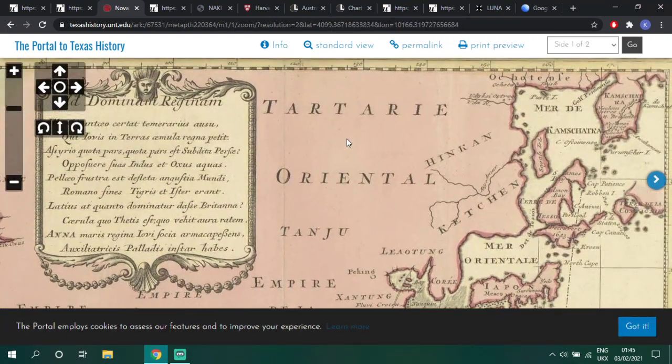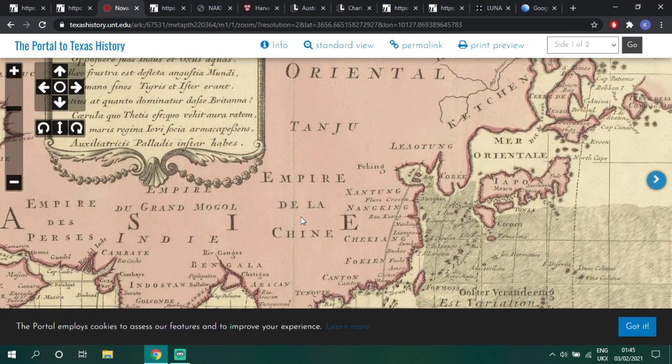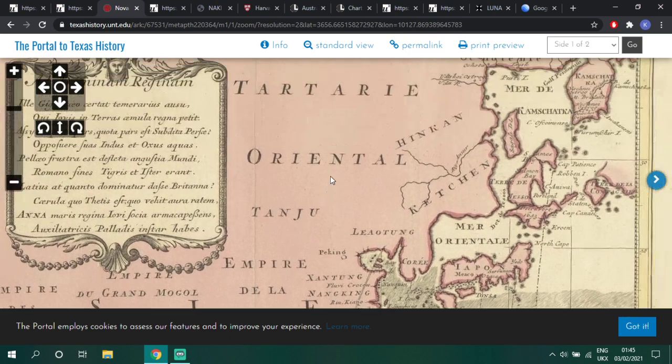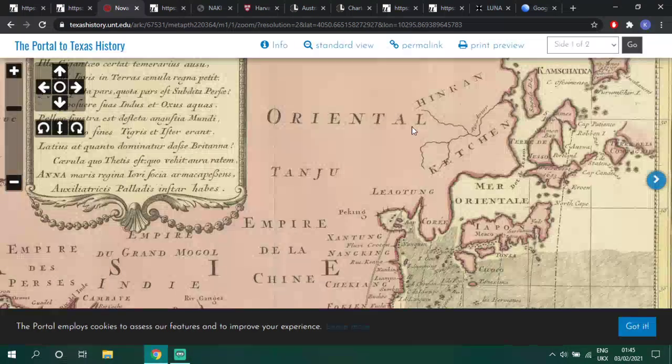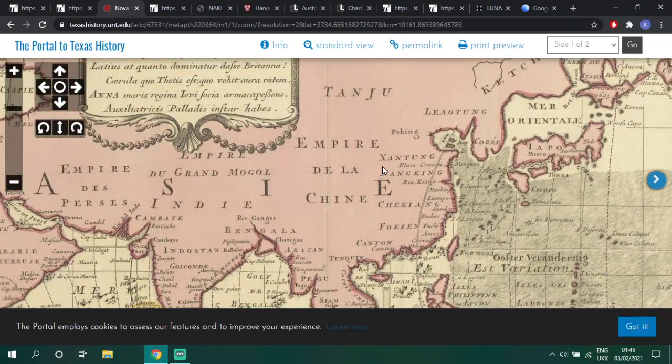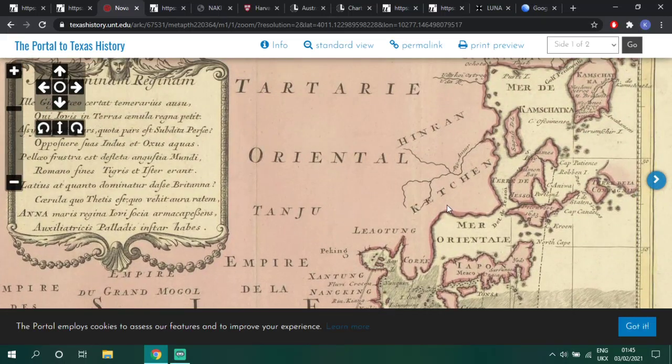But see, like as I was saying in the last video, Tartaria, Oriental, and then it's the Tanju Empire de la China. Tartaria just means territory. Just saying, right? It's not an empire, I don't believe. And there's Ketchen. Getting the Ketchen, will you?